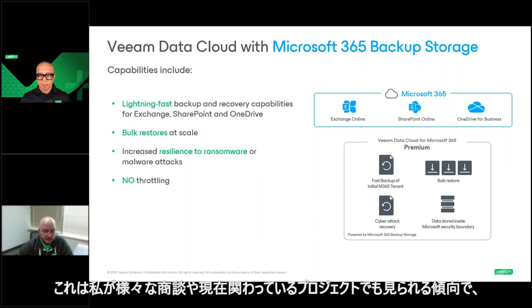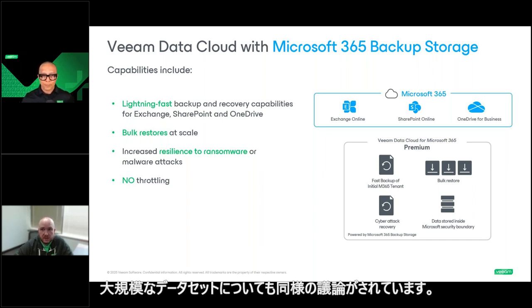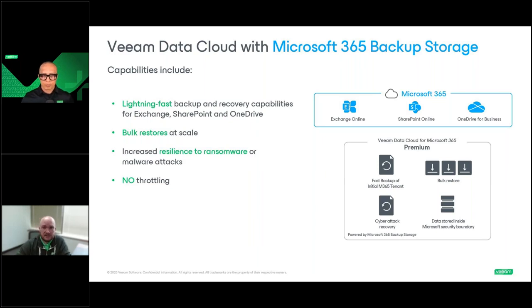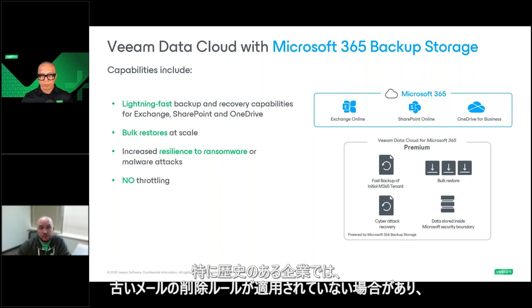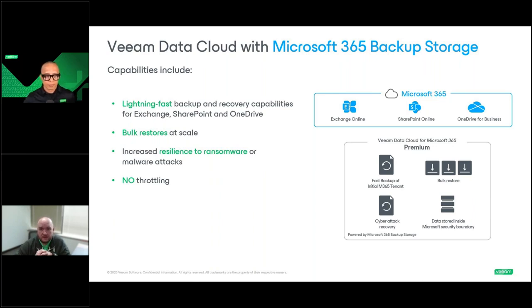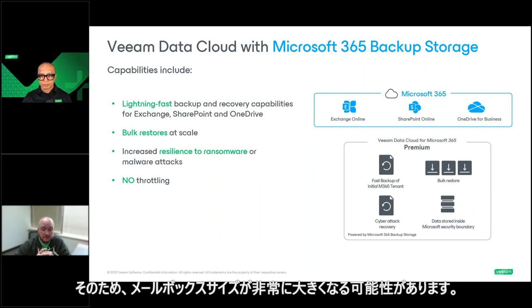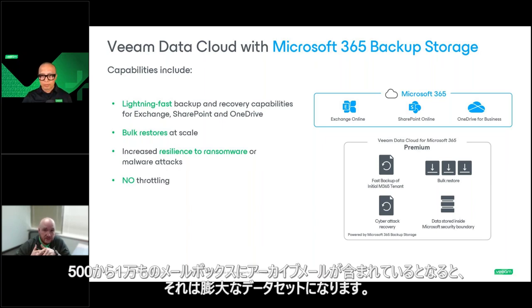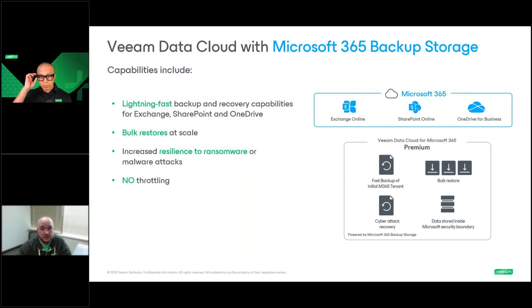Yeah, and this is also what I've seen in the opportunities and places that I'm working at, where we're talking about large data sets. So the older the companies are, maybe they're not using delete rules. So maybe all of their mail is in archive mail. So those mailboxes can get really massive. And if you're talking 500, 1,000, 10,000 mailboxes with archive mailboxes, that's a huge data set.